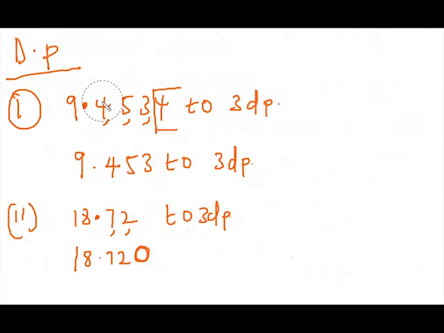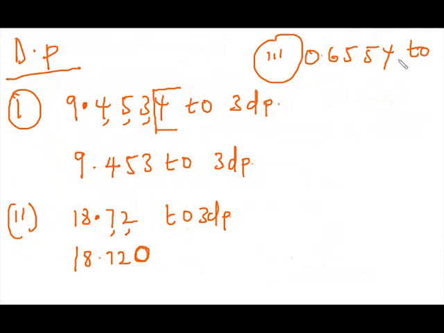Let's take another example. Here's example 3, 0.6554, to 2 decimal places. I'd like you to pause the video and try this one out yourself.